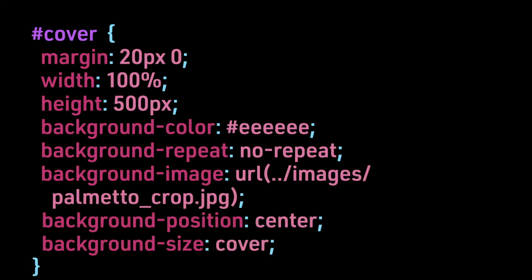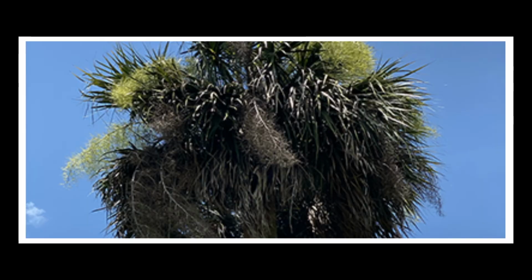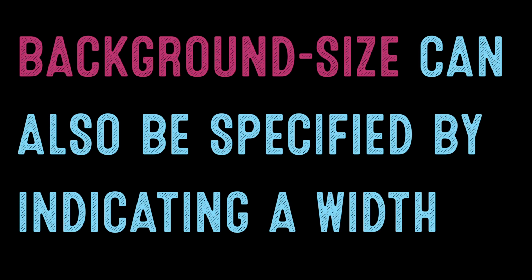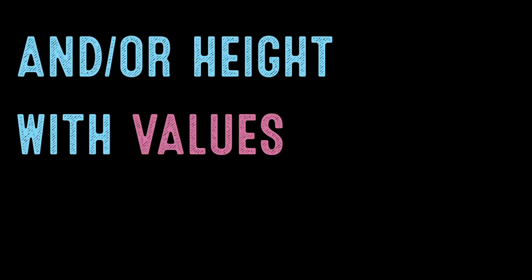And here's the CSS for cover. Here is how cover will display. The image is scaled to fill the space. As a result, parts of the image are cut off. Background size can also be specified by indicating a width and/or height with the values as percentages, lengths, or auto.